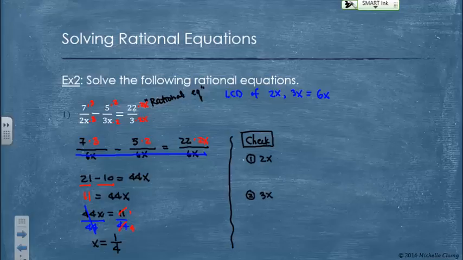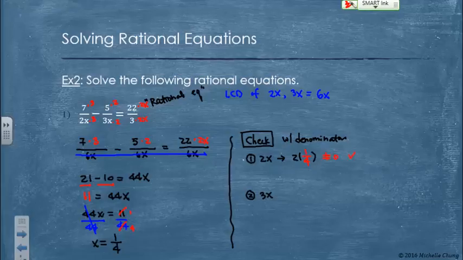So to check if this solution is okay or not, all you have to do is plug your solution in for your x value, which for the first one is 2 times 1/4. And when you are checking with the denominators, why are we doing this? We don't want to have 0 for our denominator. So you don't even have to check the number. All you have to do is check if it is 0 or not.